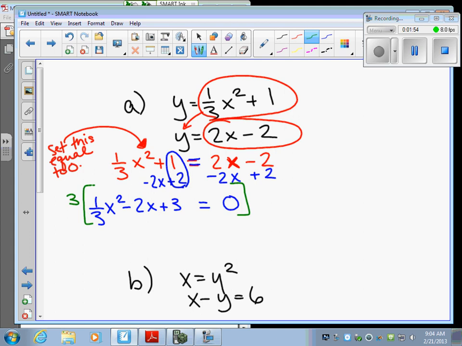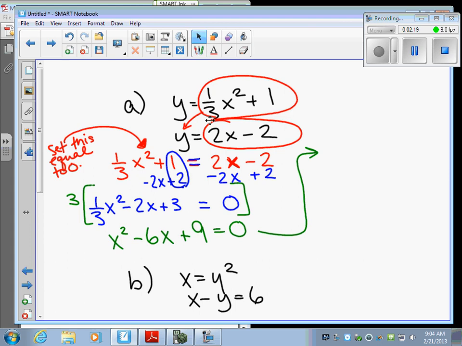So 3 times a third is just 1, so I have 1x squared. 3 times negative 2 is negative 6x. 3 times 3 is 9, and 0 times 3 is still 0. And now I'm going to factor that. If you don't remember factoring, I do have a video on factoring. If you go and look at the Chapter 5 skill set in Moodle, you'll see some videos on factoring.